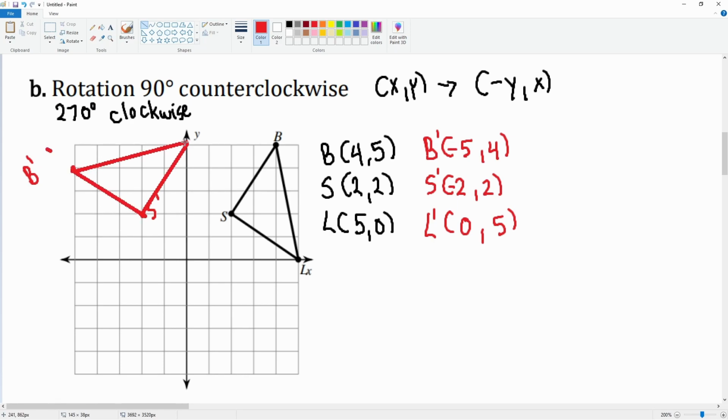Good. Good. Ooh, that looks interesting. Hold on, let me double check. Good, good. Let me see. Yeah, it looks good. All right. So remember, for the 90 degrees counterclockwise or 270 clockwise, this rule holds. You change the values, so the x becomes the y, the y becomes the x, and then the original y is what changes signs.